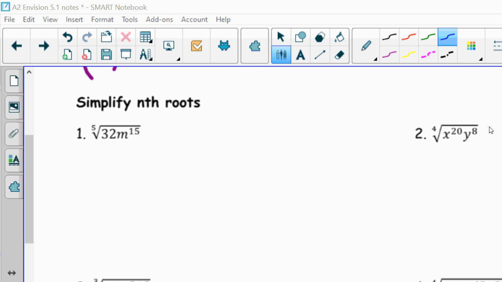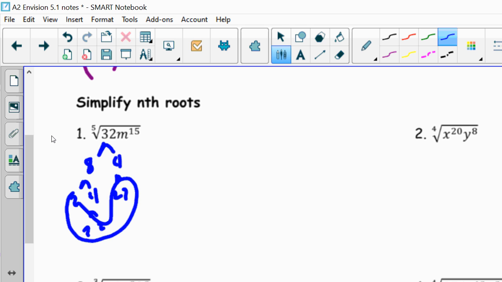So the very first one says the fifth root of 32 and then m to the 15th. Again, remember that 32 I can do my factor tree on. Since it's the fifth root, I need 5 of them to come out. So 32 is 8 and 4, 8 is 2 and 4, 4 is 2 and 2, 4 is 2 and 2. So again, I have 5 2's. And this will be one that we memorize because we will do it so many times. The fifth root of 32 is 2.